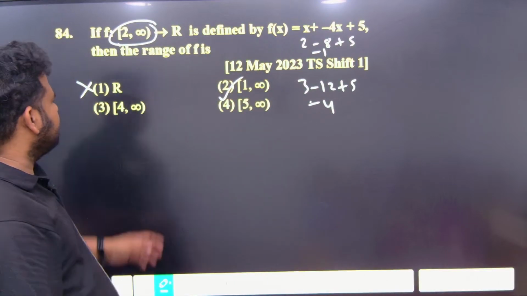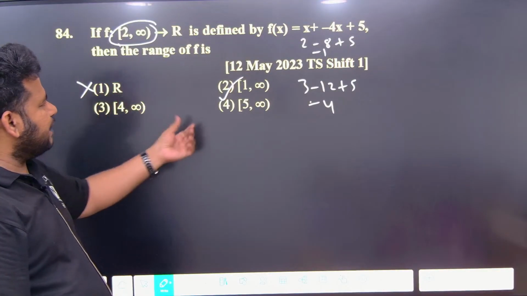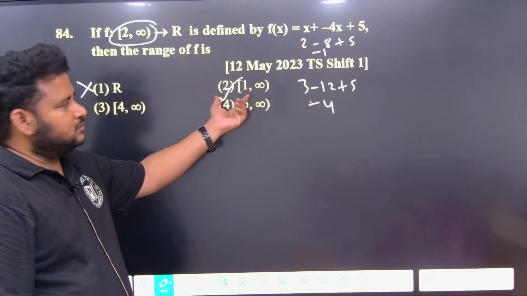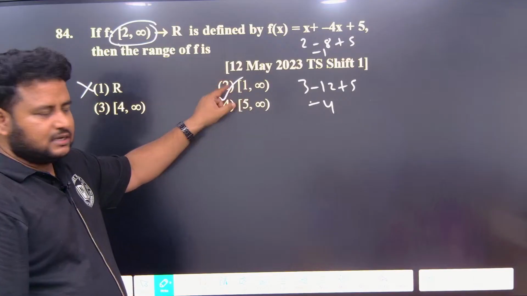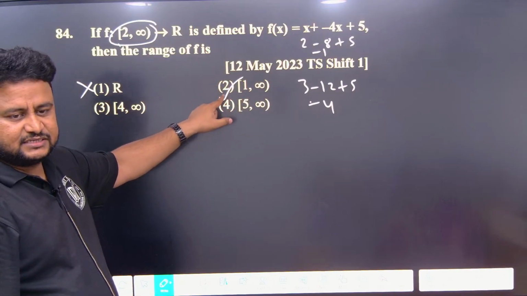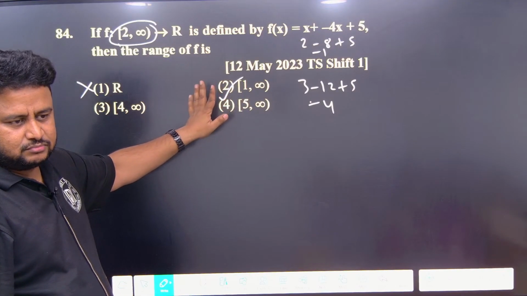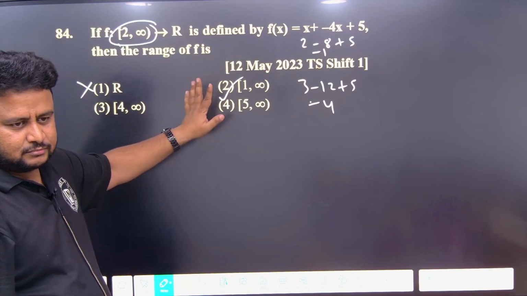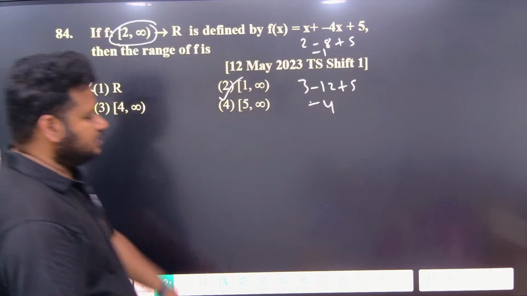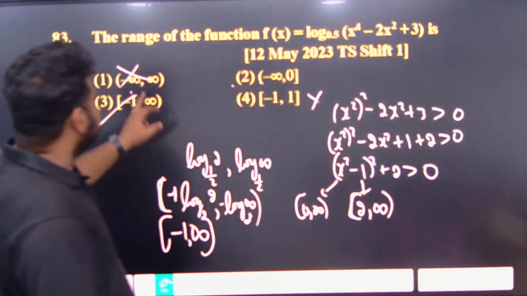Now, out of this I have to remove what? I have to remove this. So this is the range of the function. Understood or not? Not understood still. See here in this question what we were seeing, the range of the function.